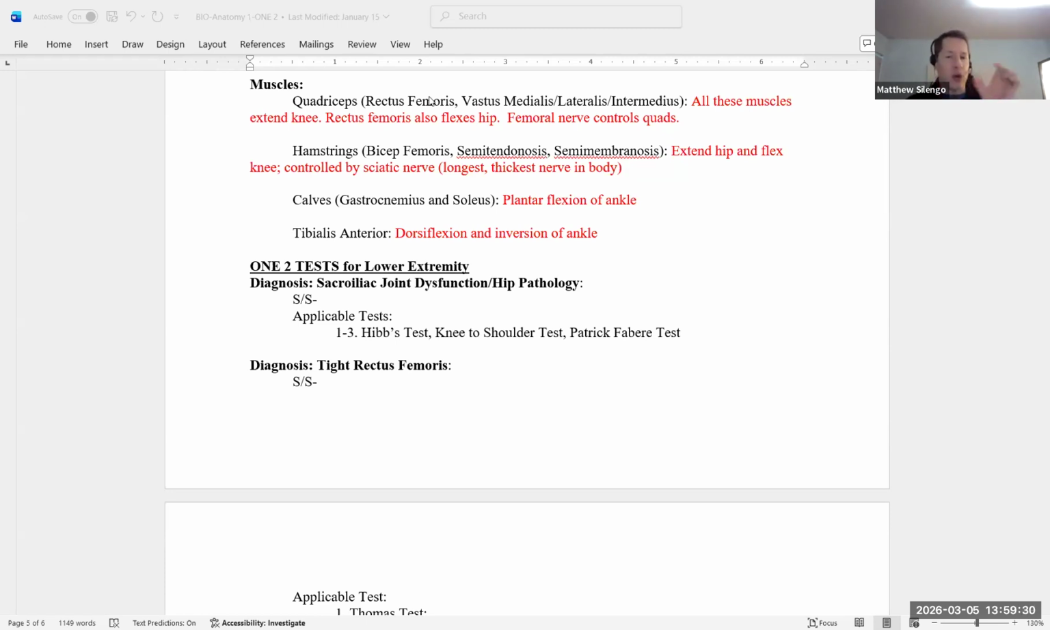Now, again, remember with this whole longest, thickest nerve in the body thing, make sure that you don't confuse it with the vagus nerve. Remember that the vagus nerve is the longest of the 12 cranial nerves. So, of the 12 pairs of cranial nerves, the vagus nerve is the longest of those. But the sciatic nerve is the longest, thickest nerve in the entire body. And sometimes, people get those confused.